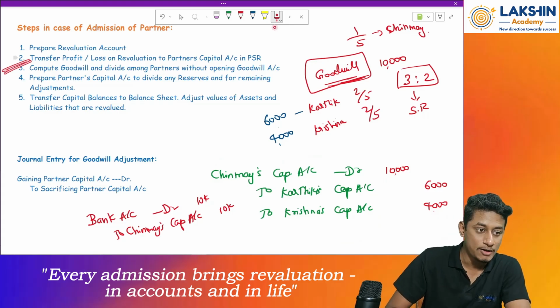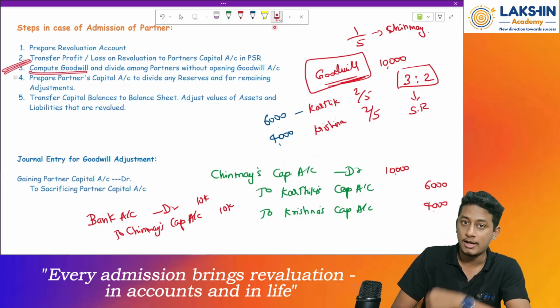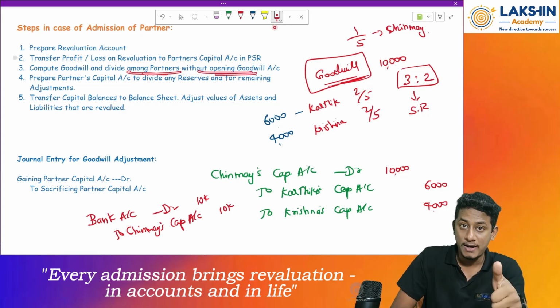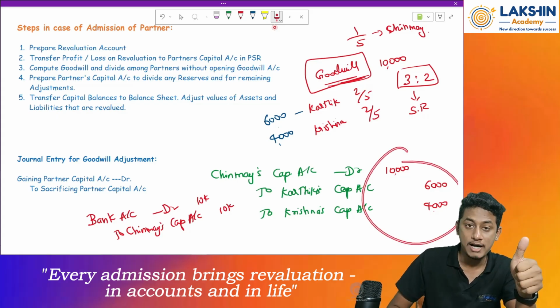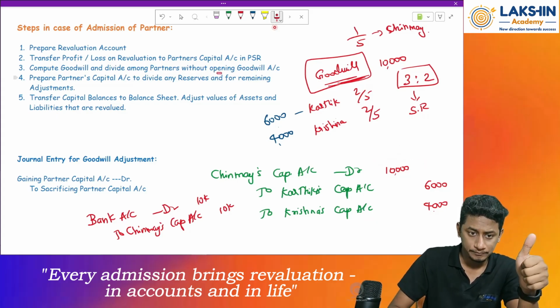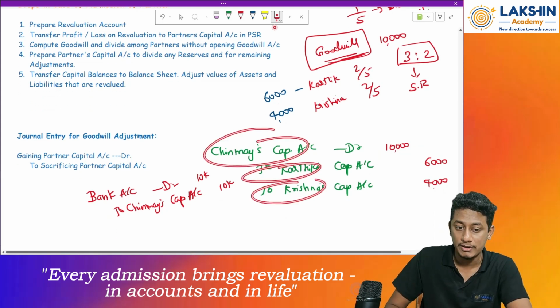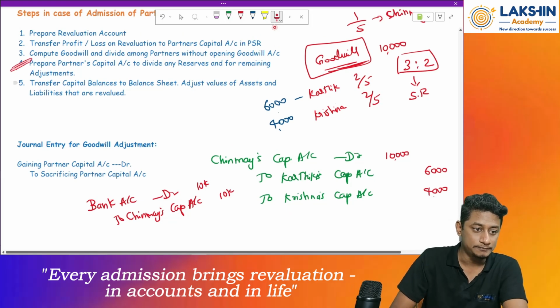So the third part was done, right? We have computed the goodwill, found out the sacrifice ratio and divided the goodwill among the old partners and the new partner, without opening a goodwill account. See, nowhere is the goodwill account opened, right? Nowhere is the goodwill account opened. Yes? Okay. Then, fourth part.